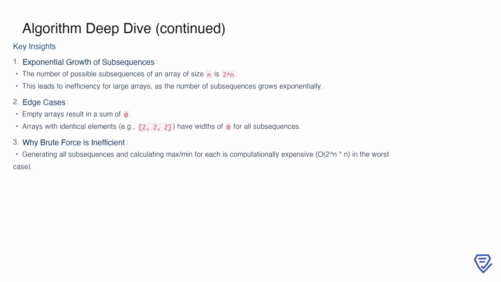While the brute force approach is easy to understand, it's important to recognize its limitations. The number of possible subsequences grows exponentially with the size of the array, following the formula 2^n.